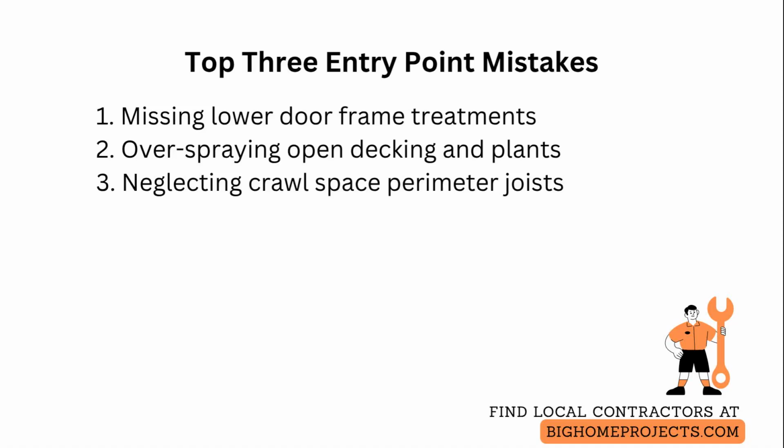Finally, people often neglect crawl space perimeter joists and sill plates, which are prime harborage. A careful application to those wood to concrete joints stops infestations early.